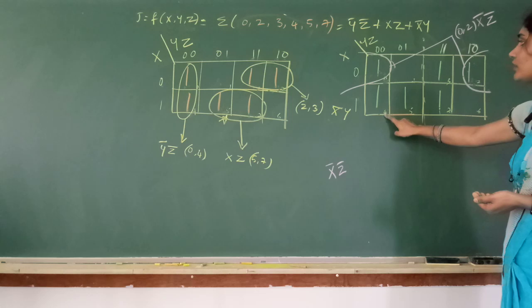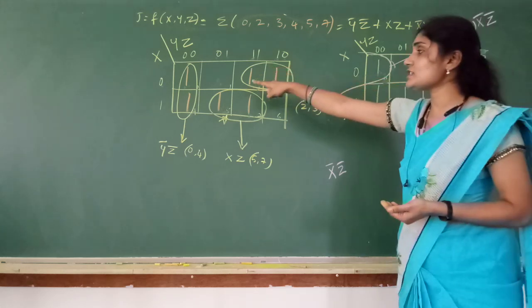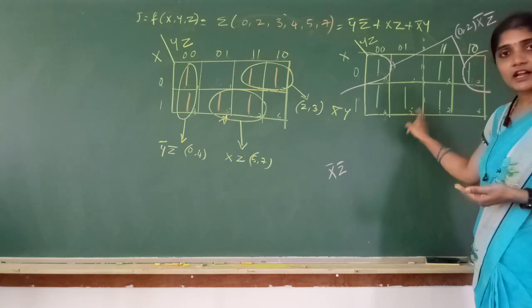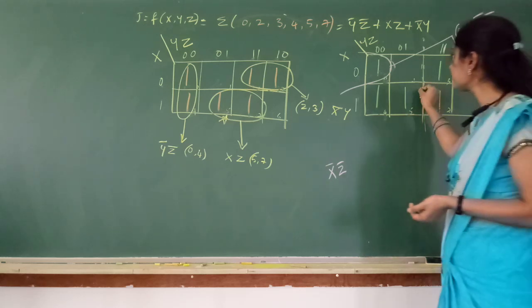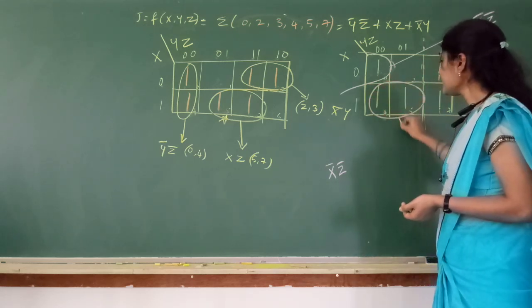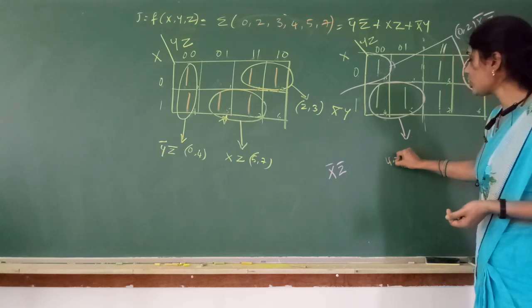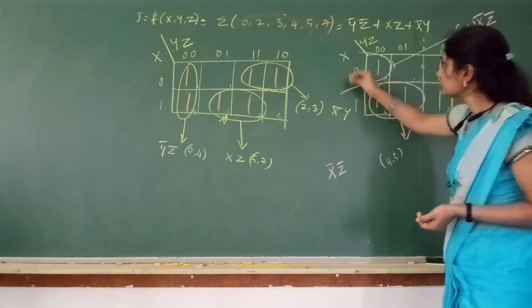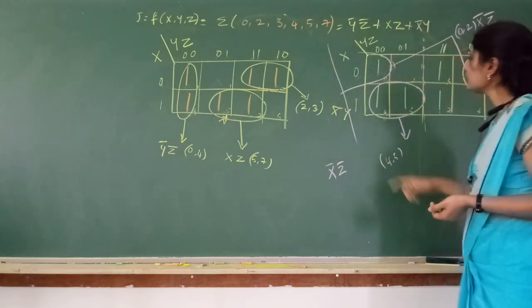4 is not covered now. There 4 was covered with 0. But here 4 is not covered. 4 is adjacent to 5, right? So can I group 4 and 5? Yes. So if I group 4 comma 5, what is the equation I get?